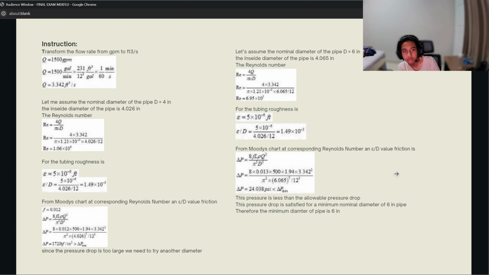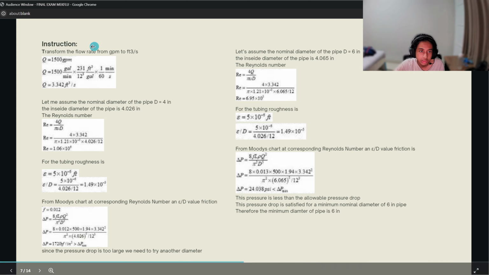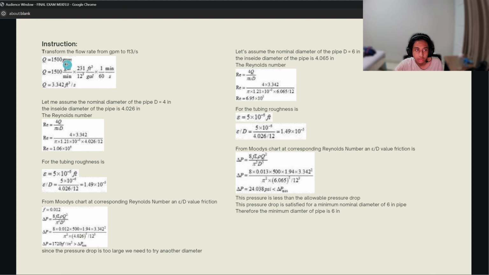First of all, we need to transform the flow rate from GPM, or gallons per minute, to feet per second. So we get 1500 GPM is about 3.342 feet per second. Next, let me assume the nominal diameter of the pipe. Same like before, we want to guess the pipe size, and then we find it in the diagram to find the friction. So I assume that the diameter of the pipe is 4 in, and then the inside diameter of the pipe is 4.026 in.